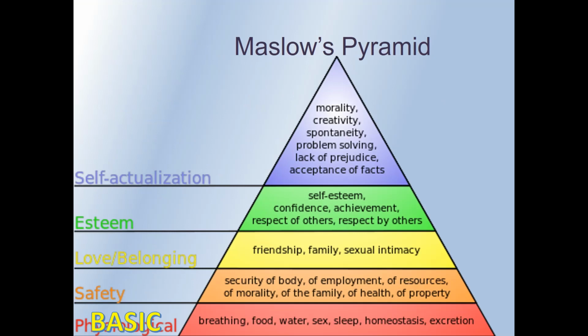After safety needs, we have love and belonging: friendship, family, and sexual intimacy. And from there, we can go to esteem: self-esteem, confidence, achievement, and also respect of others and respect by others. And at the top of this pyramid by Maslow, we have self-actualization: morality, creativity, spontaneity, problem solving, lack of prejudice, and acceptance of facts.